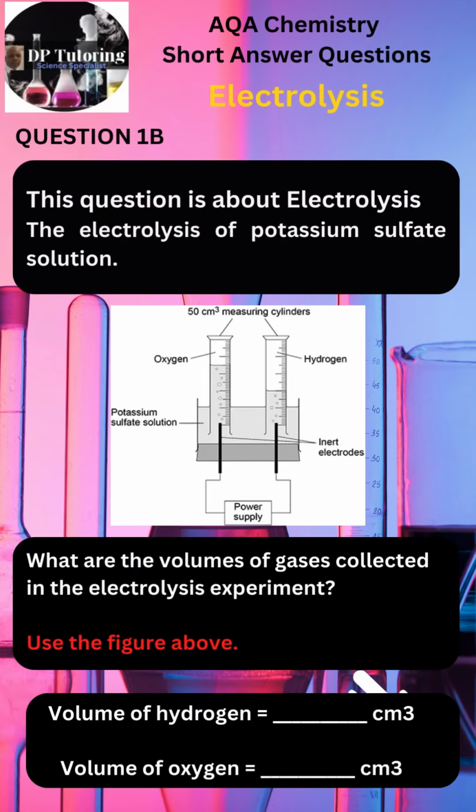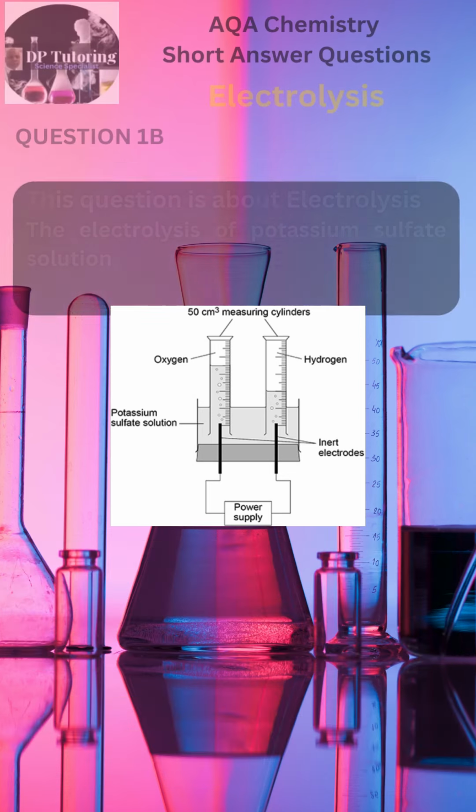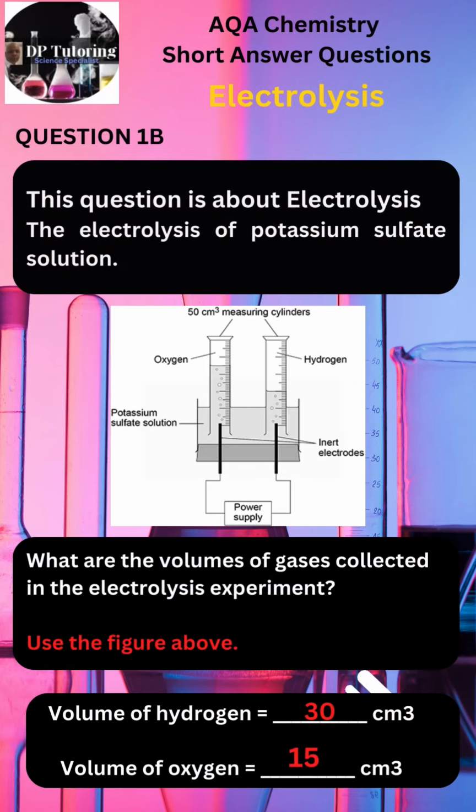Part B of the question asks you to read off the measuring cylinders for the correct volume of gas produced. Pause the video to get a more accurate reading before you continue. The correct answer for part B is: the volume of gas for hydrogen was 30 centimeters cubed, and the volume of gas for oxygen was 15 centimeters cubed.